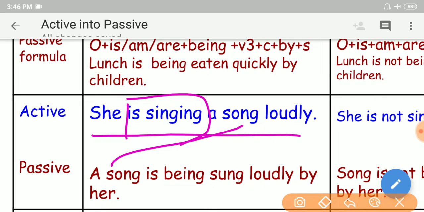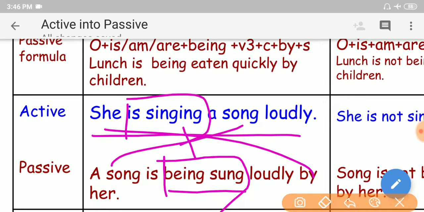Same. A song, she changes into or goes to object, and then is singing changes into is being sung. Singing changes into being sung, because singing is V4 form. The V3 form of singing is sung, my dear friends. Sung plus being must be used. Again, one to be verb to be used based on the subject. Subject is singular, that's why we must use is.